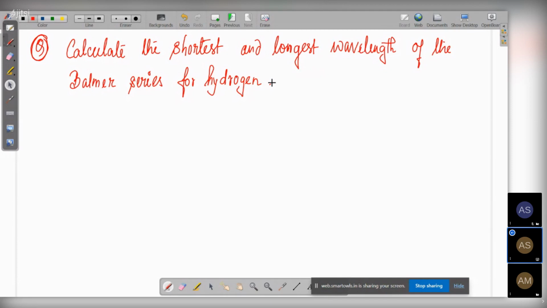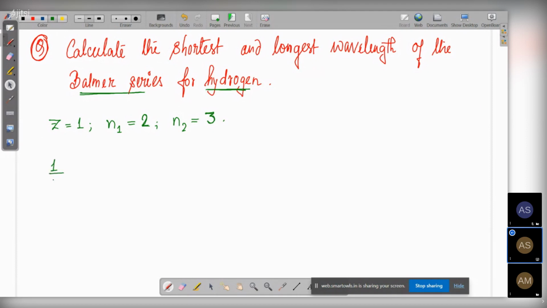So let's do this. Suppose, what data are given over here? It is said Balmer series. This is already told. And hydrogen is told. And no such data is given, so that means Z is equal to 1. N1 is equal to 2 because it is Balmer series. Now suppose you take the value of N2 as 3 and calculate the wavelength. What will be the value of wavelength?